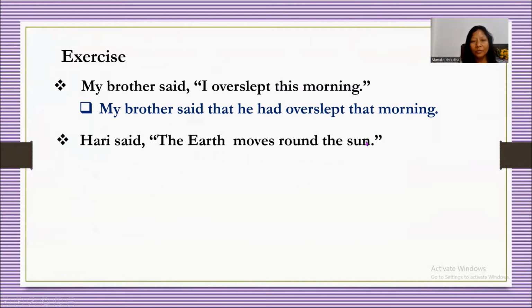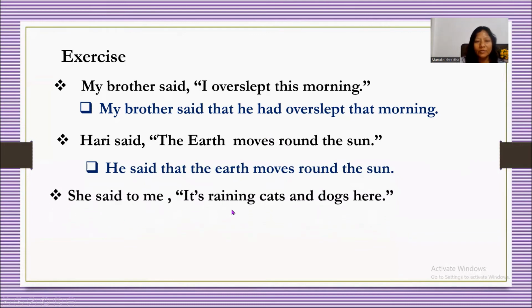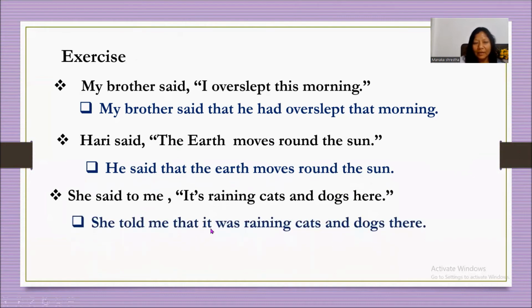Hari said, "The earth moves around the sun." What can be the reported speech? Yes, Hari said that the earth moves around the sun. This is a universal truth. So moves. She said to me, "It's raining cats and dogs here." So what can be the reported speech? Yes, she told me that it was raining cats and dogs there. Here is changed into there. Present continuous changes into past continuous, and said to changes into told.